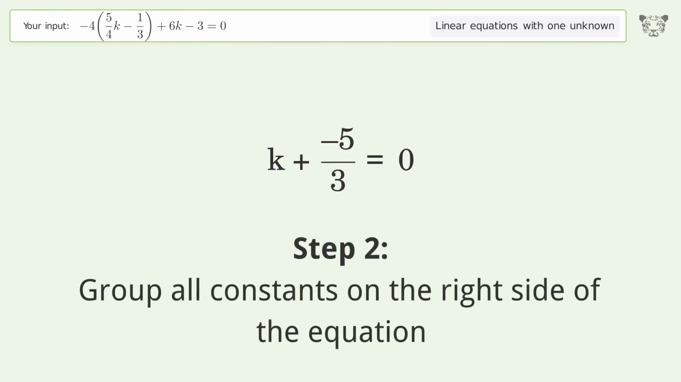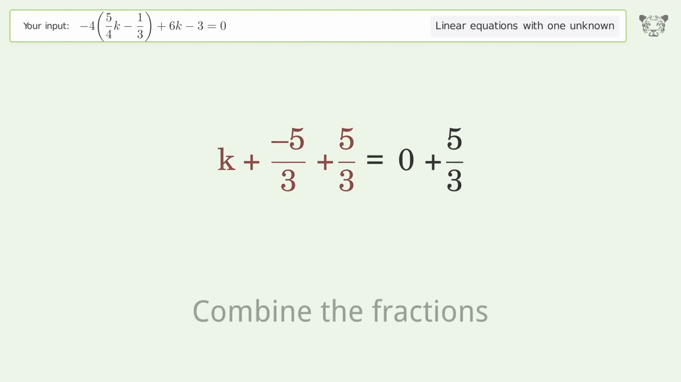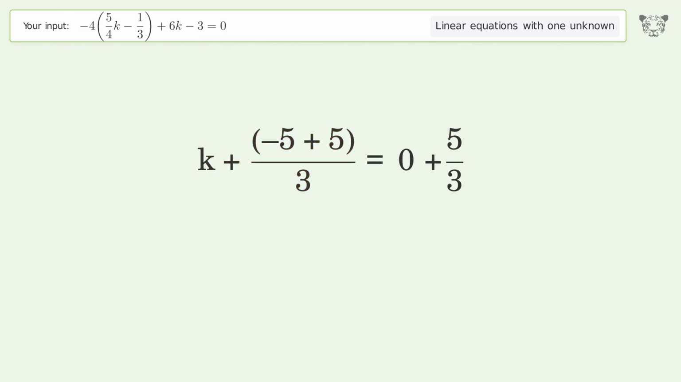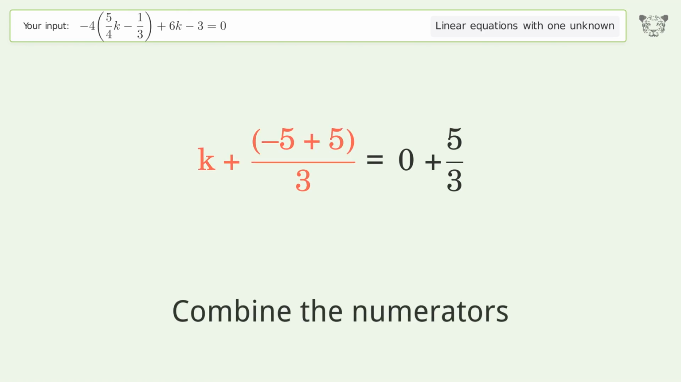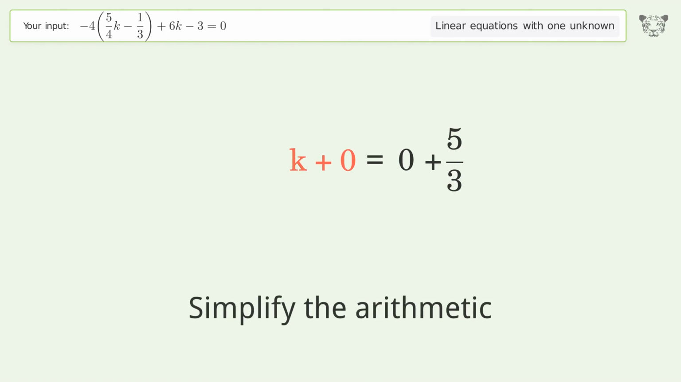Group all constants on the right side of the equation. Add 5/3 to both sides. Combine the fractions. Combine the numerators. Reduce the zero numerator. Simplify the arithmetic.